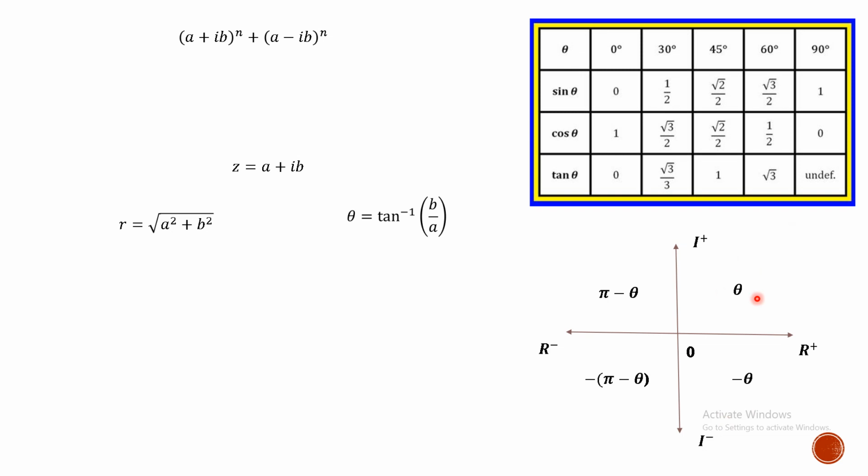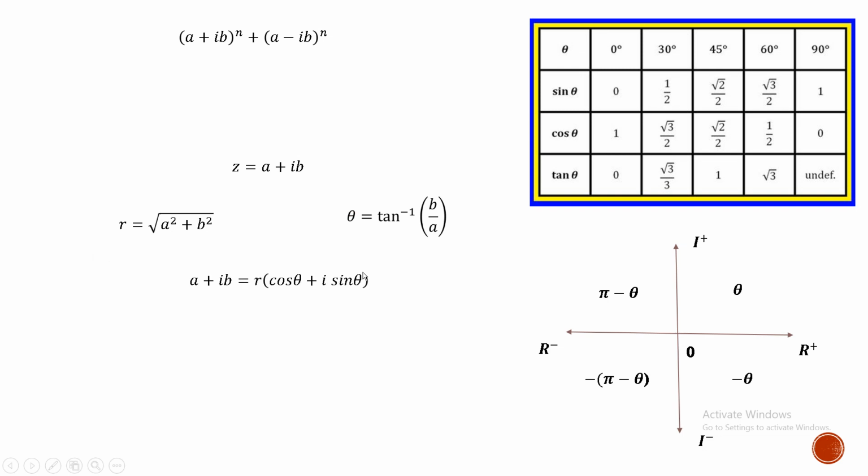So after finding the angle from this table, treat that angle as theta and follow this graph. If it is in the first quadrant, keep the answer the same. If it is in the second quadrant, we have to do pi minus theta. This theta is the angle obtained from the table. So this is what we have to follow. Now we know the r value and the real value of theta. After finding these two, we apply this formula.